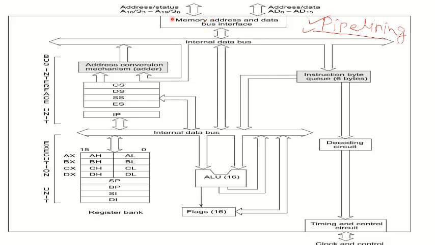While the bus interface unit is fetching the instruction, at the same time the execution unit will execute the instructions that have already been prefetched, and these prefetched instructions are stored in this instruction queue. So this concept is pipelining, because of the overlapping of the fetching operation with the execution operation.